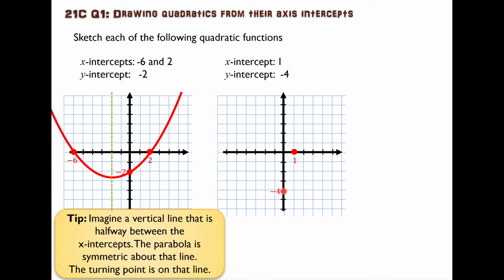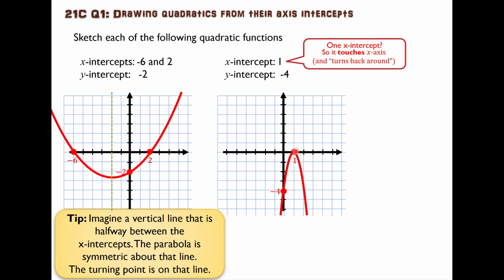But the thing that might be different is maybe you have 2 x-intercepts like this. Maybe you have 1 x-intercept like this. Or maybe you have none at all, which is complicated. So if you only have 1 intercept, you know that that is going to be the turning point. It's going to touch that x-intercept, just touch it. It won't go through it, it won't cut it, it'll just touch it, and it will turn back around.